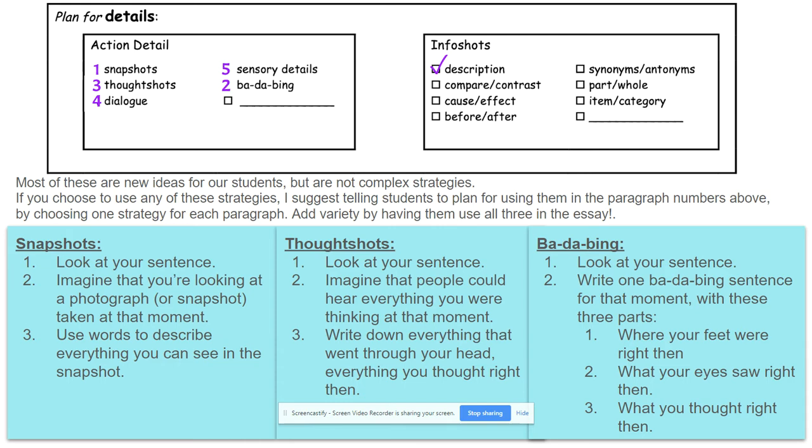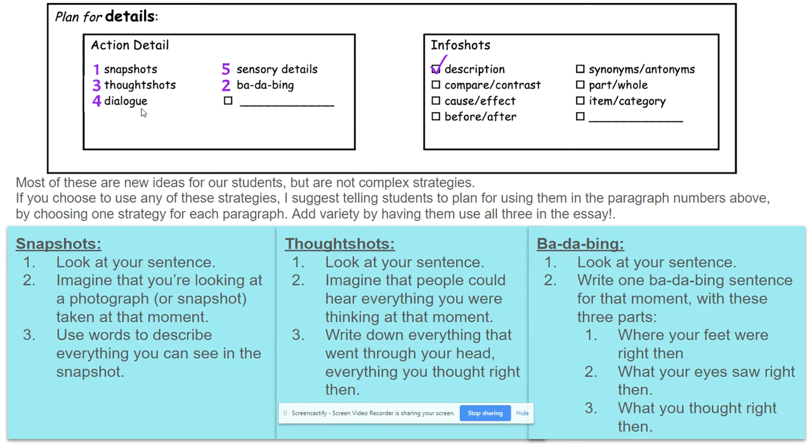Another way to add interest into your narrative essay is by giving me some sensory details, like telling me what you can see, hear, taste, touch, or smell. Maybe you can see the seagulls flying across the sky, and you can taste the salty air in your mouth. Where am I? That's right, I'm at the beach. Sensory details can give a lot of excitement to your essay.